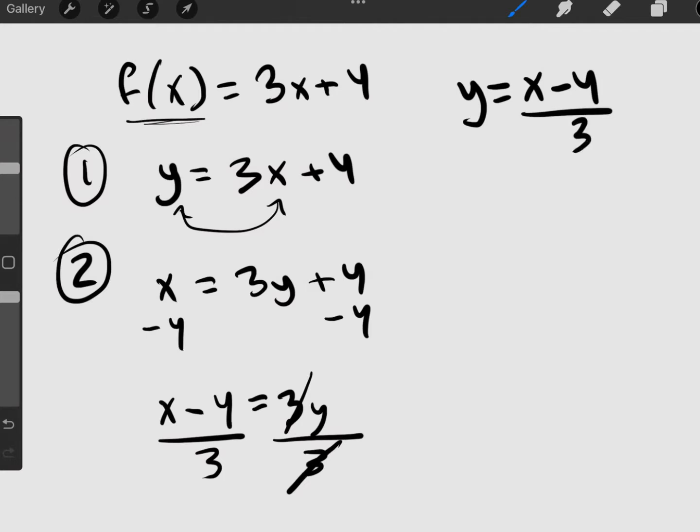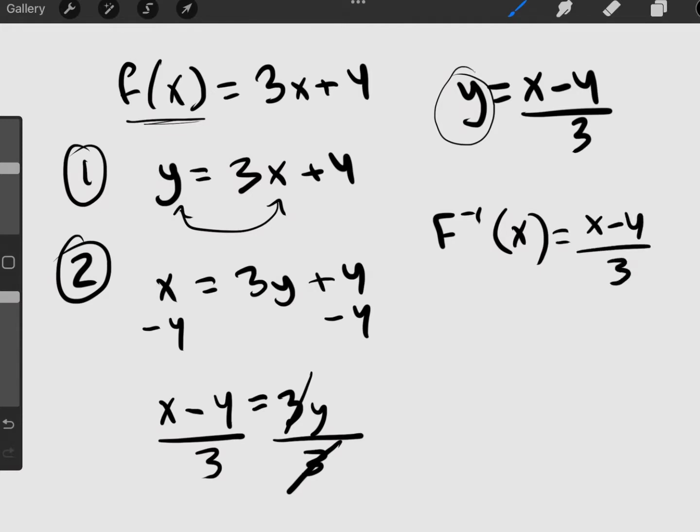Now at this point we have the answer, but we can't leave the y like that. We have to write it into an inverse notation. And now the inverse notation is written like so. And we plug in the answer, which is x minus 4 over 3, and this will be the answer.